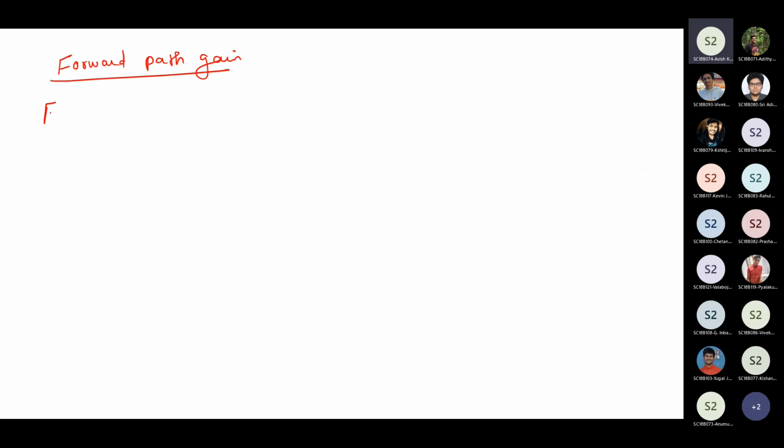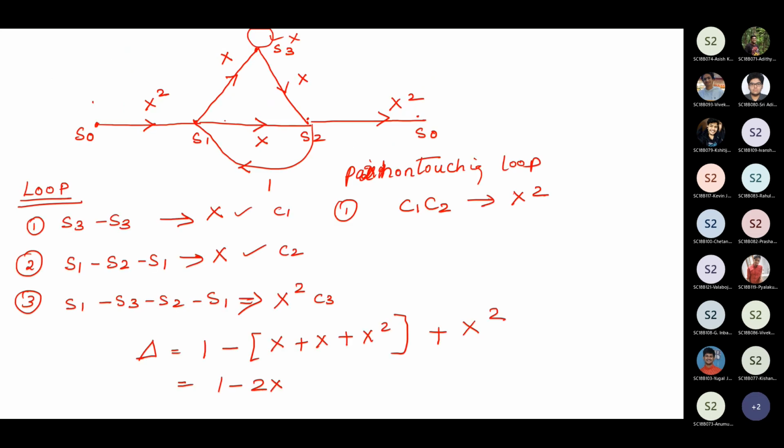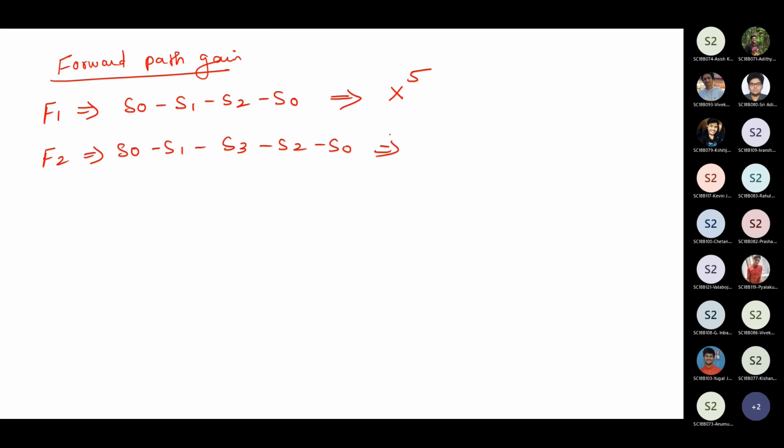So the first forward path is S0, S1, S2, S0. The corresponding path gain is X power 5. Next one we have taken is S0, S1, S3, S2, S0. So it is X square into X, X cube, X power 4, X power 5 and 6, X power 6.